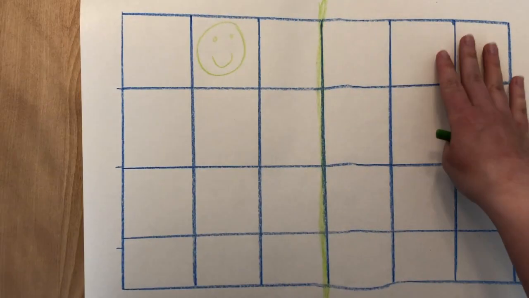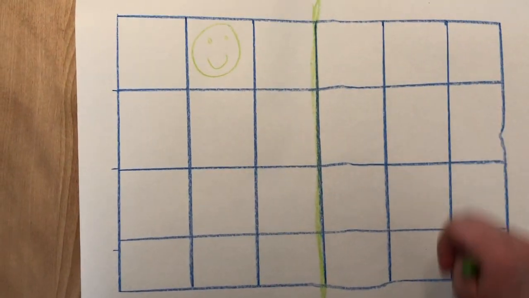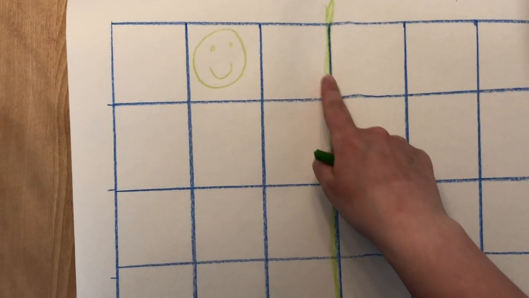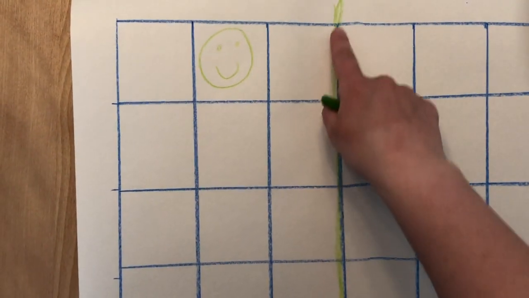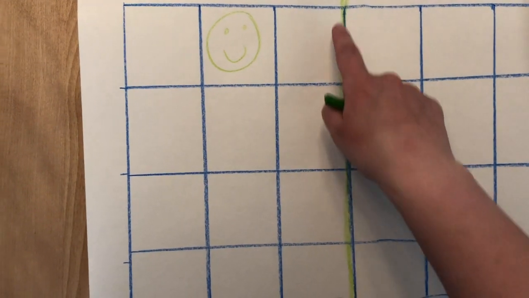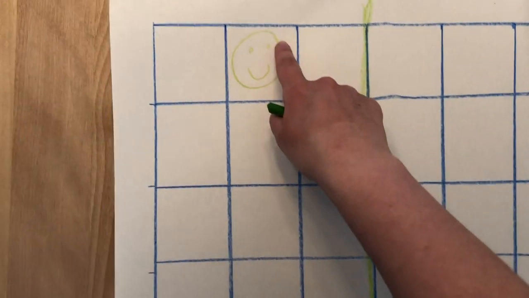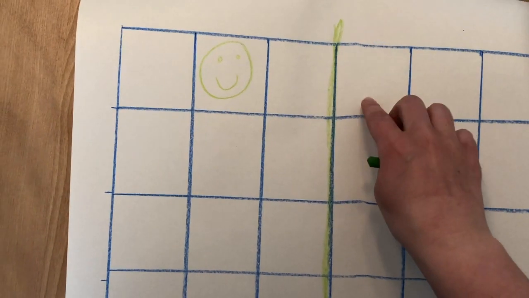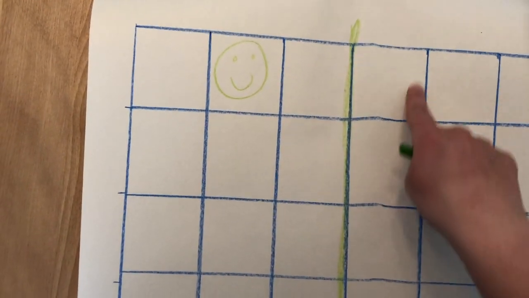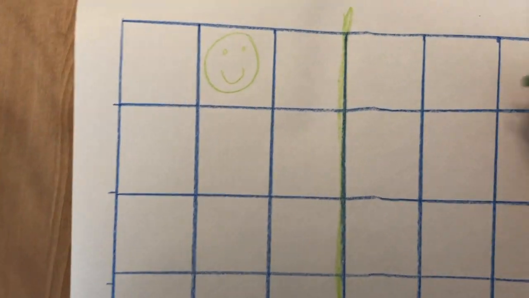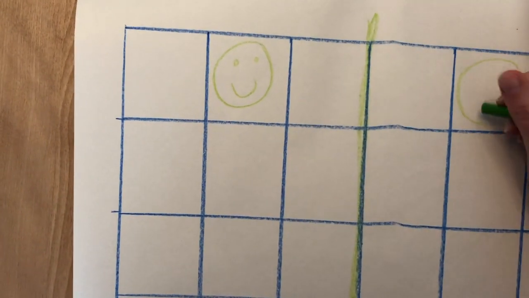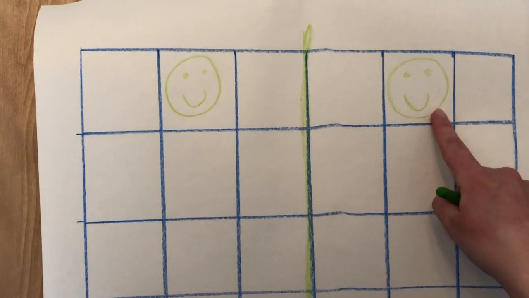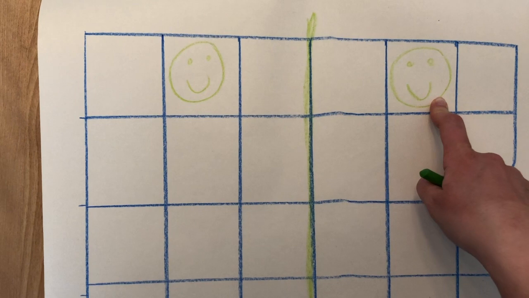Where is my happy face going to go on this side? Well, what I can do is see how far it is away from my line of symmetry. There's an empty box, and then I see my happy face, which means on this side of the line, I'm going to need to have an empty box, and then I will see my happy face. So this now is reflected properly.